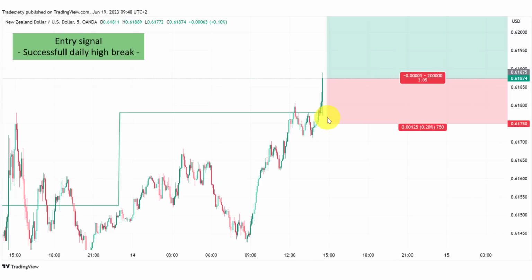A bullish continuation trade signal could be given when the market pushes into the daily high, such as here. We push into the daily high. We see a small reaction. The smaller the reaction that we see at the daily high, the better it is, because it shows us that a lot of traders are interested in selling here.